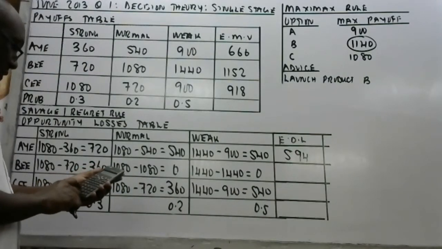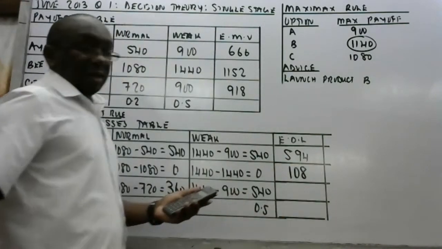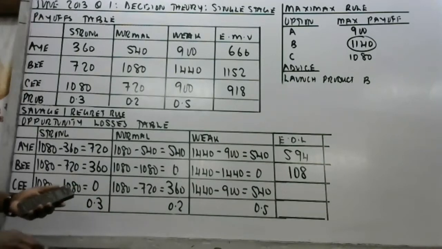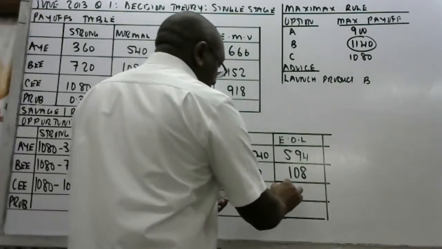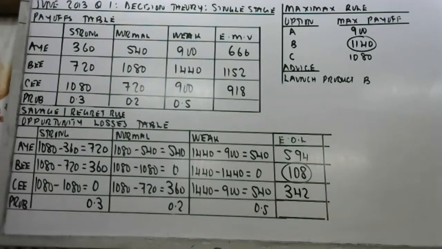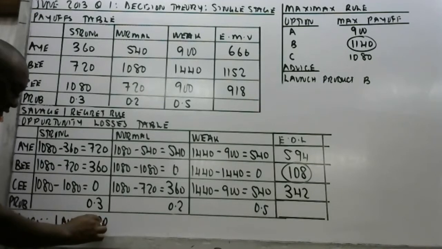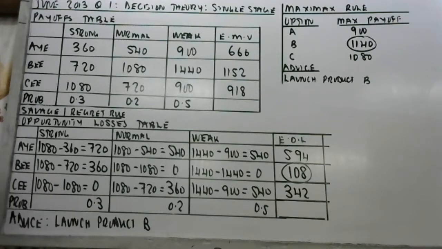360 times 0.3. The others are all zeros. So the answer is 108. Then the next one will be 360 times 0.2 plus 540 times 0.5. That is 342. So here we pick the smallest. So the advice again is that they should launch product B.